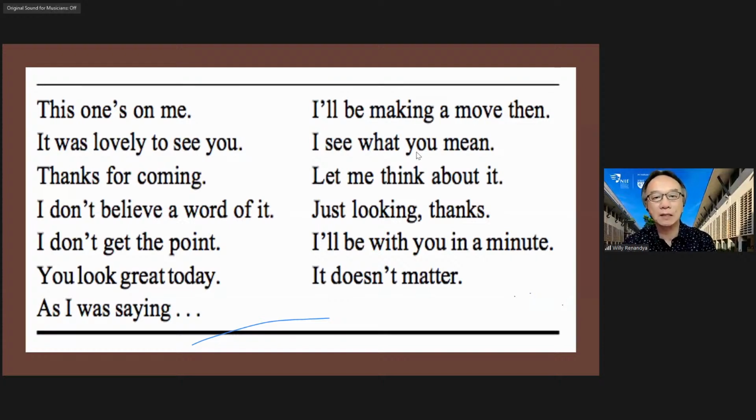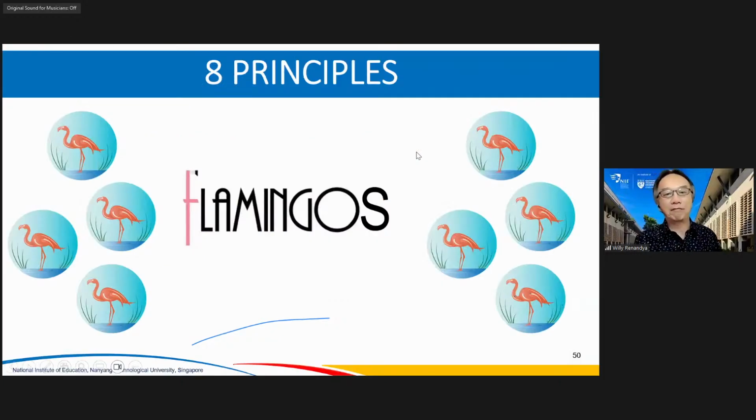So there you go, the flamingos. I think we are going to say this again. This is the last slide. F is for Fluency. L is for Lexis. A is for Amount and intensity of instruction. M is for Motivation. I is for Input. G is for Grammar. O is for Output.